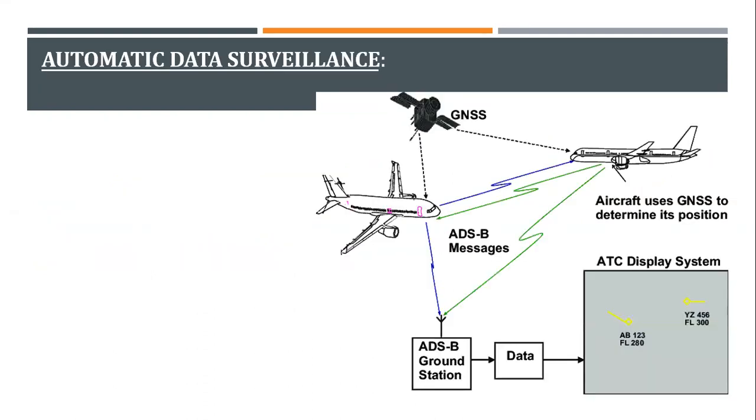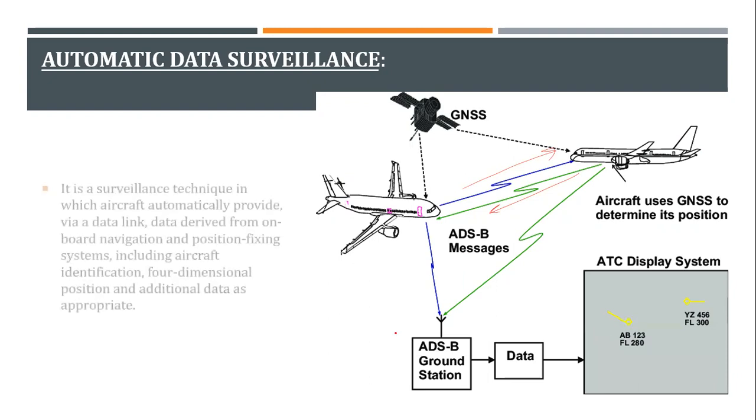Automatic data surveillance. Now, this is a new thing that came up after Mode S. As I told you, Mode S allows even the aircraft to communicate with each other. So you can see the aircraft are communicating between each other. This will reduce a lot of workload, and it will also create a lot of separation and situational awareness between the pilots. What is ADS?